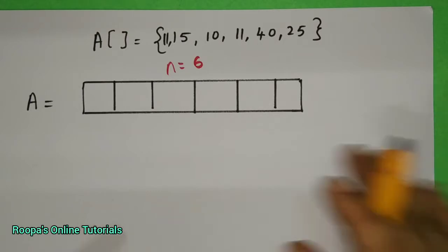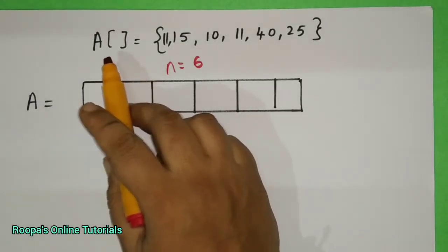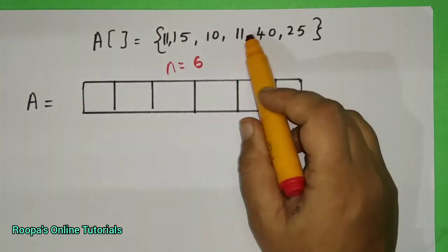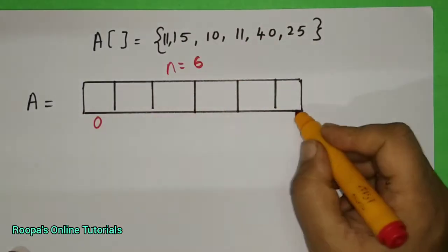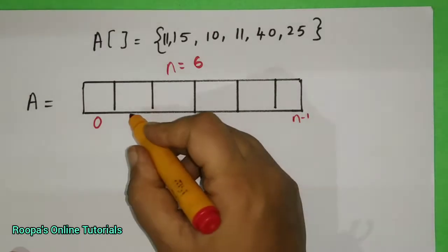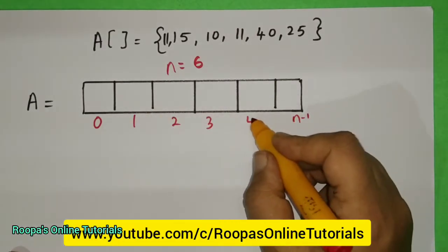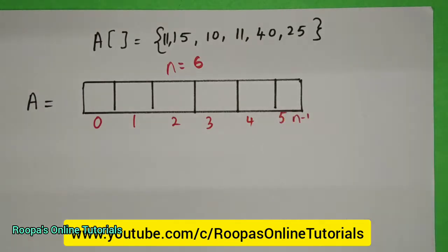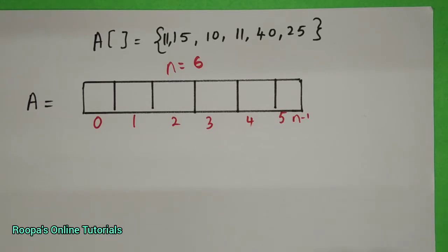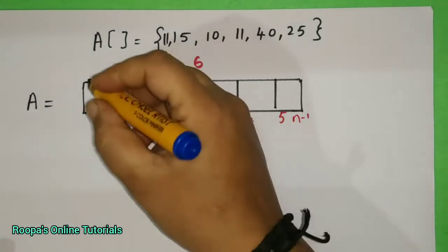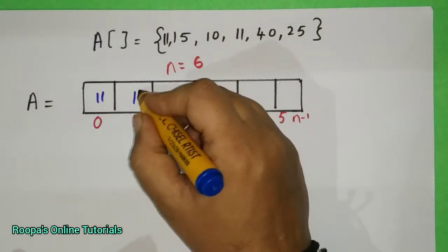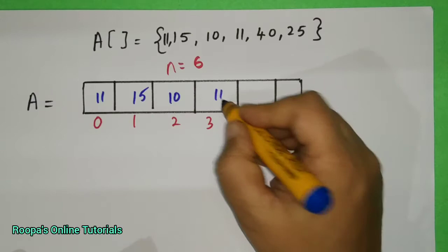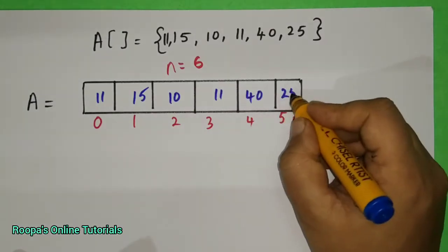Let us take one example here. I have taken one array, and it contains how many elements? 1, 2, 3, 4, 5, 6 elements. So the indices will go from 0 to n minus 1. So this will be 0, 1, 2, 3, 4, and n minus 1 is how much? 6 minus 1 will be 5. Now I'm going to put the elements of the array here. So here I have taken 11, 15, 10, 11, 40 and 25.